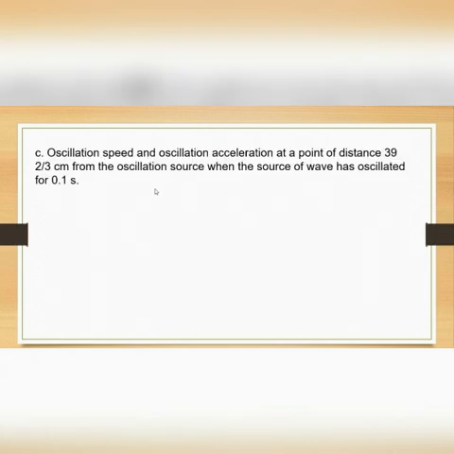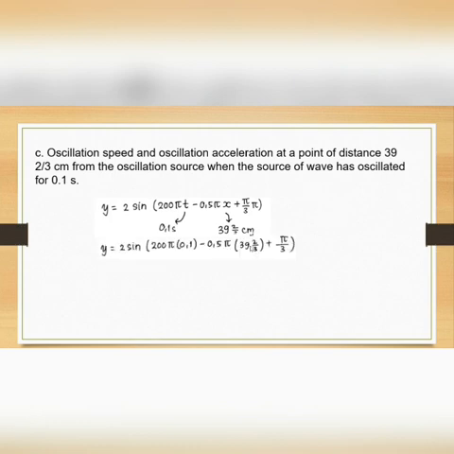For the next question, C, we want to find oscillation speed and oscillation acceleration given the distance and the time. For this, the equation is, this should be pi over 3. You substitute t using the value given, 0.1 second, and x is substituted using the distance given. So we have this.